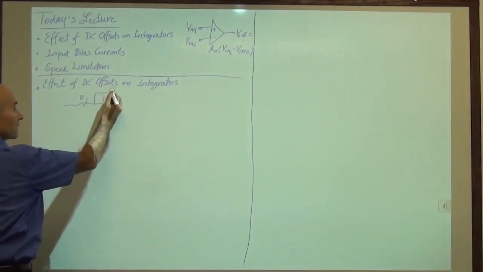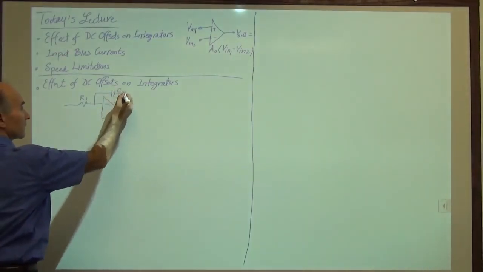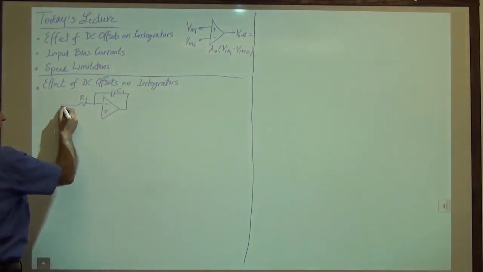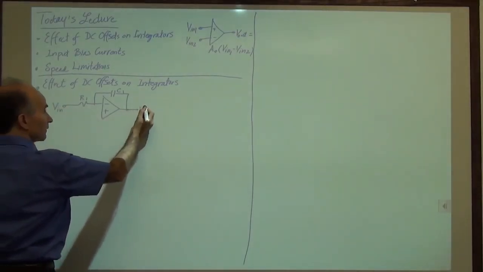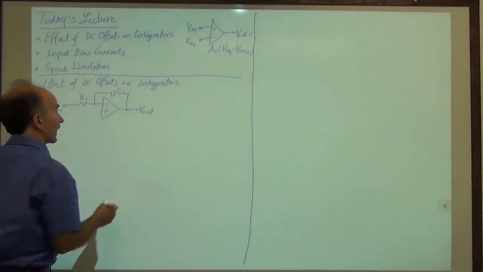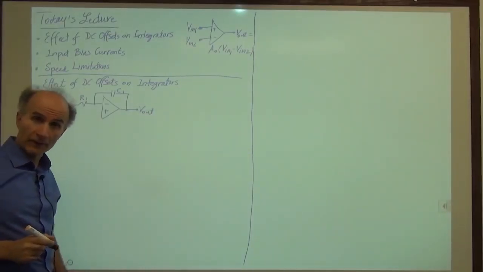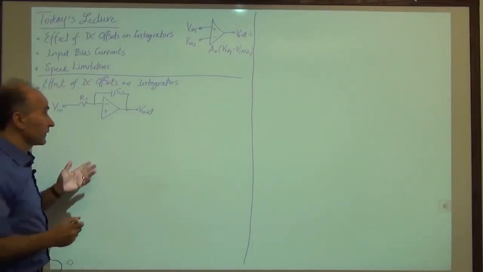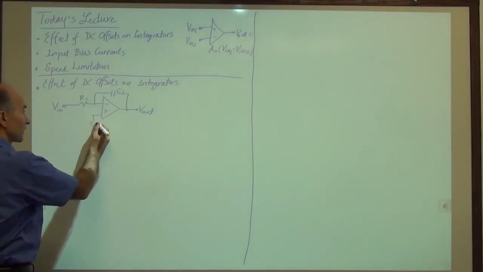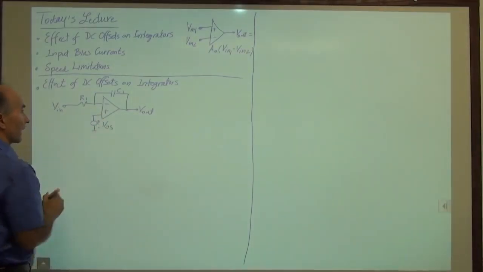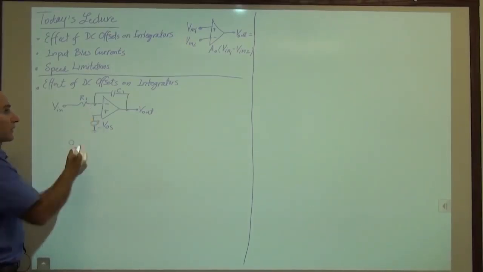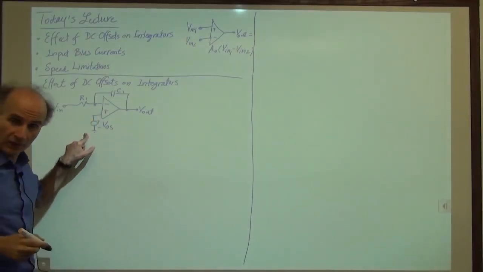All right, so here's our integrator, R1 here, C1 here, and the input ordinarily goes here. The output is taken from here, and I need to insert a DC offset. Maybe I will insert it here. So I insert a DC offset here, VOS, and I would like to see what the circuit does in the presence of this VOS.